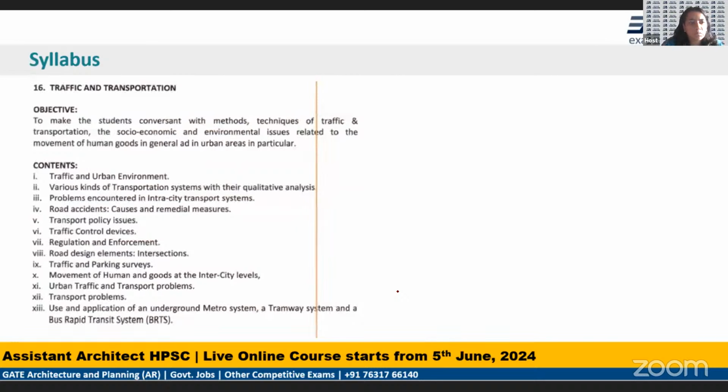In traffic and transportation, again, you're expected to know the environmental issues also with respect to traffic and transportation and various kinds of details, right from the transport policy issues, road design elements, traffic and parking surveys, plus transport problems, movement of humans at city level, what is the BRTS system, all of these road accidents, their causes and remedies.